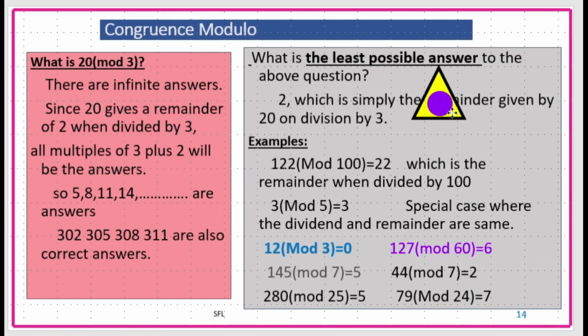What is the least possible answer in the above question? 2, which is simply the remainder in the division of 20 by 3. This is the least possible answer.